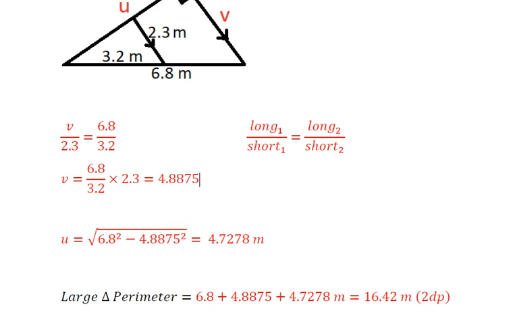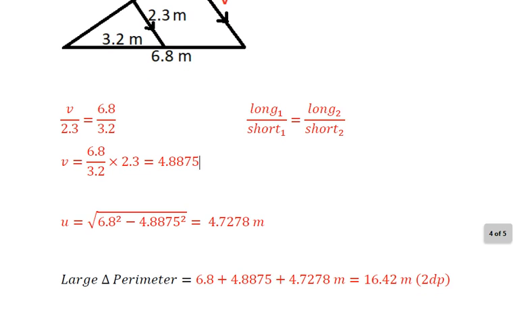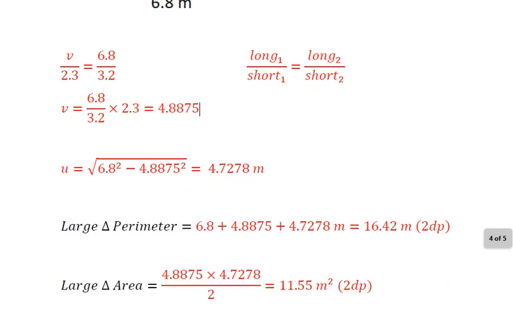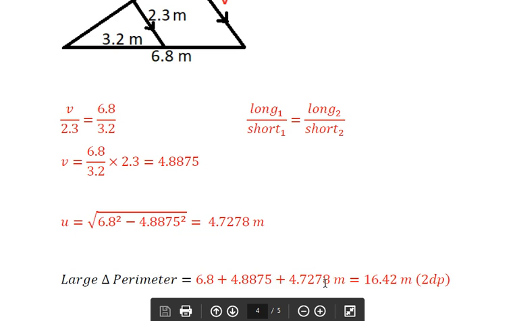All right, now perimeter is all the way around, and that's a u plus a v plus a 6.8. You're adding everything that we've worked out so far, including the 6.8 along the bottom there. Okay, so you add them together. It doesn't matter what order you add them in, but you should end up with 16.42, and now you can round it off to 2 decimal places.